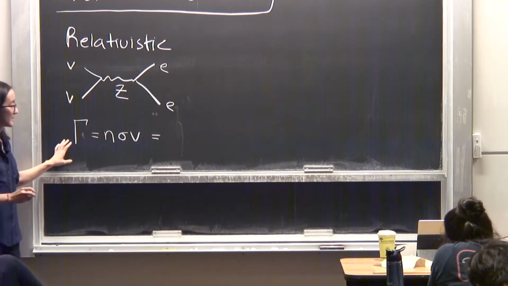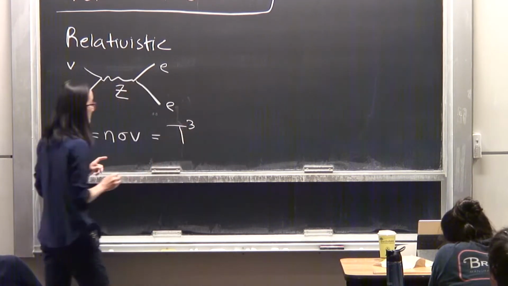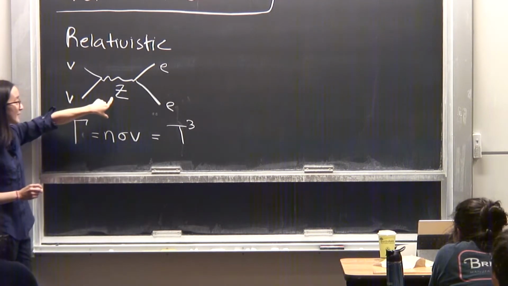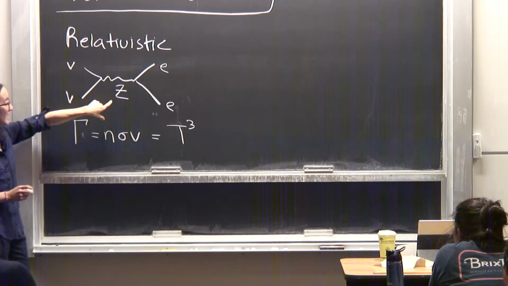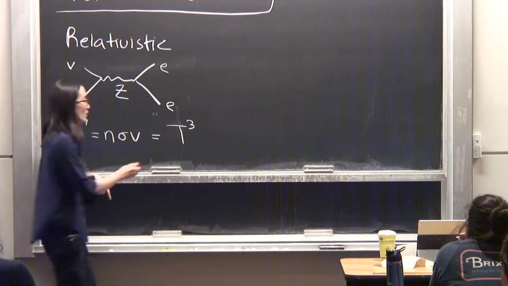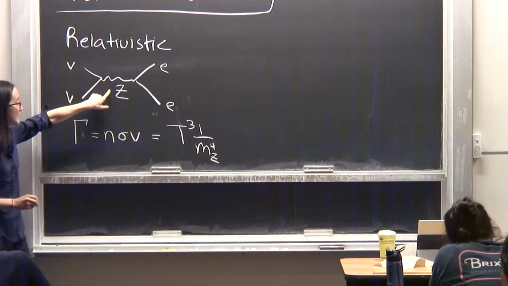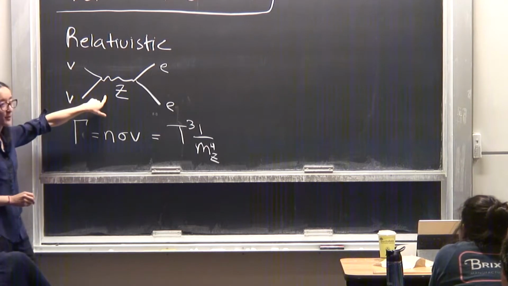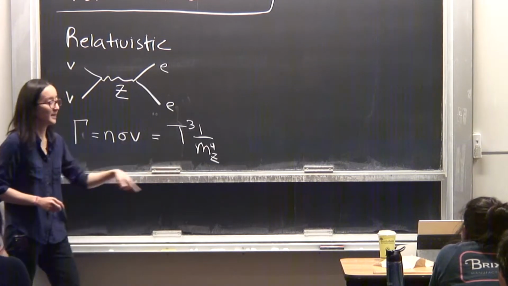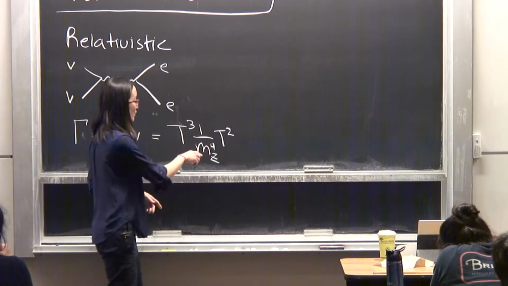And the rate of this process we can estimate using the fact that the number density is T cubed. This cross-section we can estimate by using the fact that first this process is happening below the Z mass, then it's going to be 1 over m_Z to the fourth. So you can integrate out the Z and it'll create a dimension 6 operator suppressed by 1 over m_Z squared. So the total cross-section should be 1 over m_Z to the fourth. And then because it's a cross-section, we put back in a T squared to make it an inverse mass squared for the units.